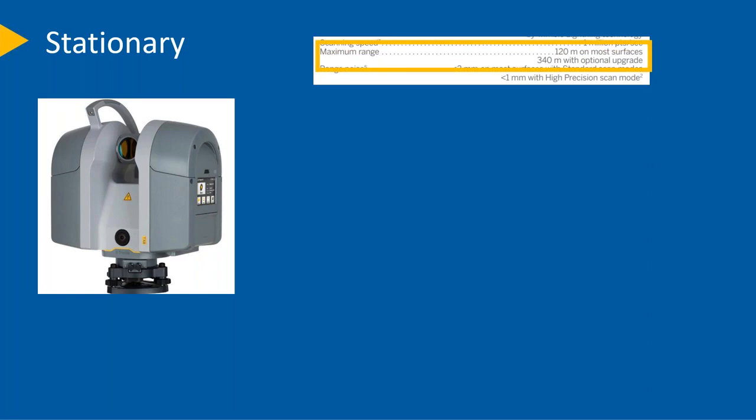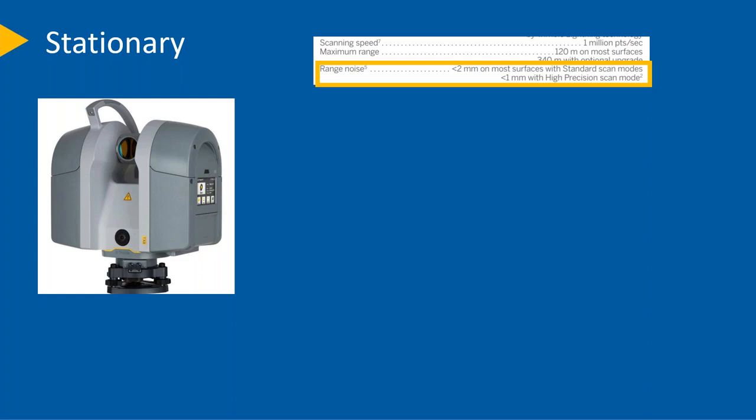You see that it's got a range of up to 120 meters on most surfaces. Now that's an important part. Or an option to upgrade to 340 meters. So this comes in two different options. And then we'll look down at the range noise. We're talking about that accuracy. This is going to be less than 2 millimeters on most surfaces with the standard scan modes.